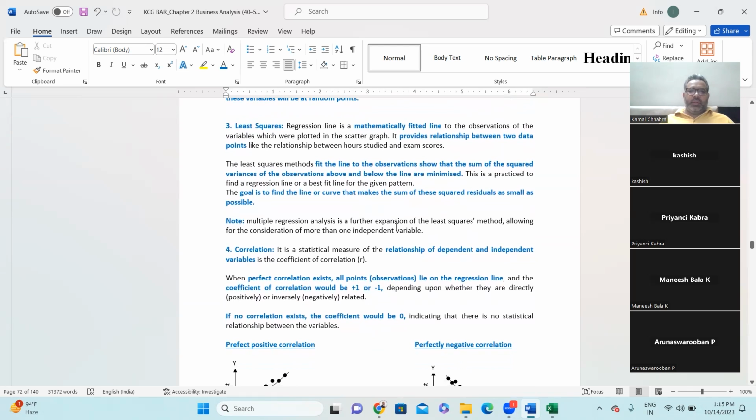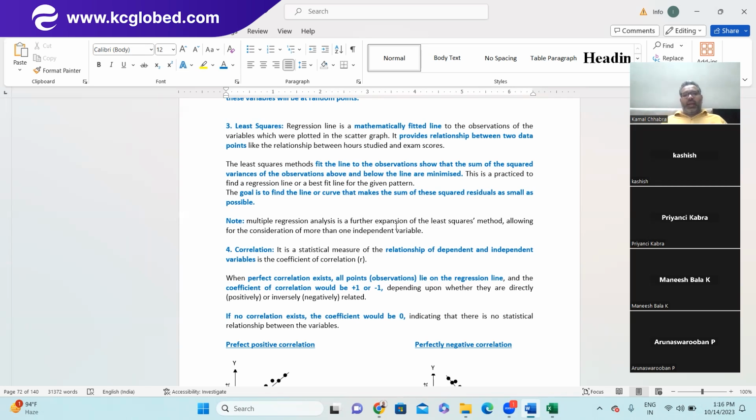Third is the least square method. Least square regression analysis is a mathematically fitted line to the observations of the variables which were plotted in a scatter graph, and it provides a relationship between the two data points, like the relationship between hours of study and exam scores, right? The least square method fits the line to the observations so that the sum of the squared variance of the observations above and below the line is minimized. That means the gap between above the line and below the line is minimal. That means they are more and more correlated.